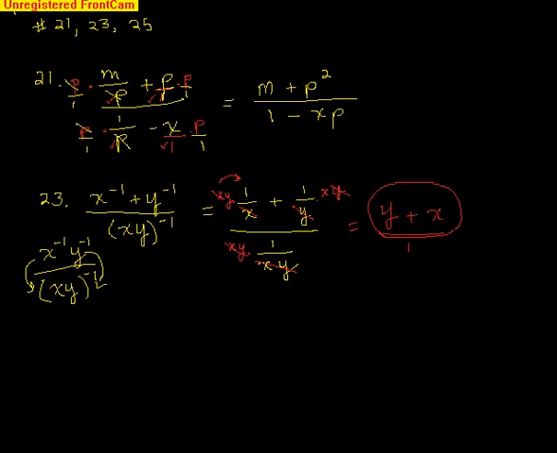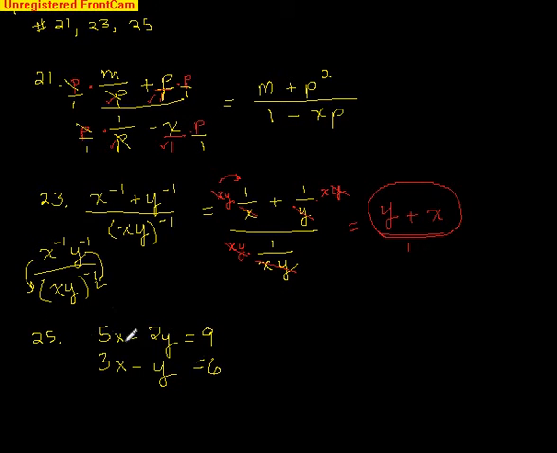Alright, let's do the last one. This is number 25. Use elimination to solve. So we have 5x minus 2y equals 9. This is our first equation. Our second is 3x minus y equals 6.